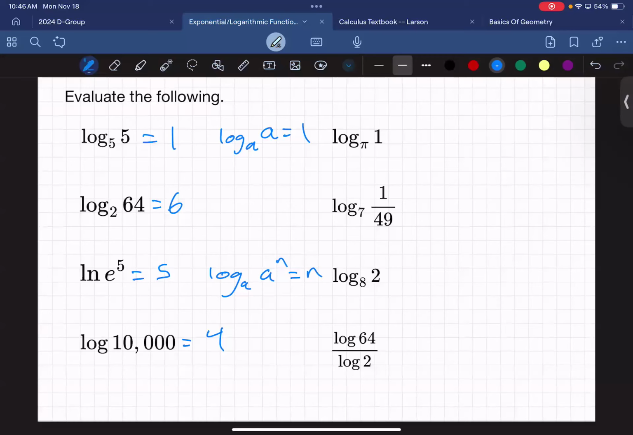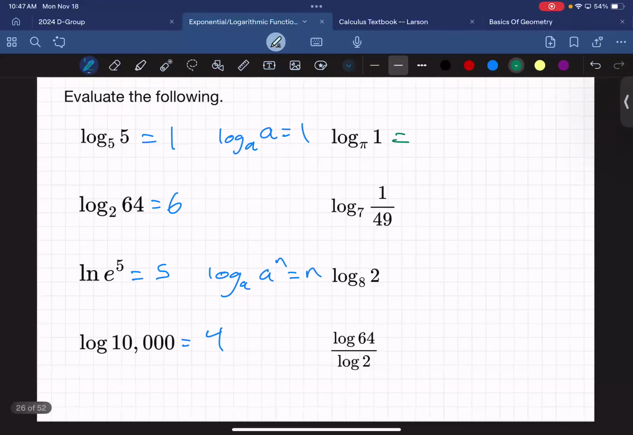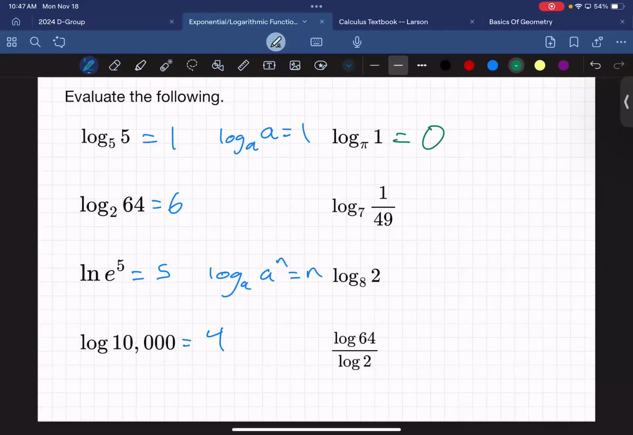What is the log base pi of 1? So pi raised to what exponent would equal 1? 0. Anything to the 0 equals 1. Make sure you remember that one. It's another important one: it doesn't matter what your base is, if the argument is 1, it's going to equal 0.